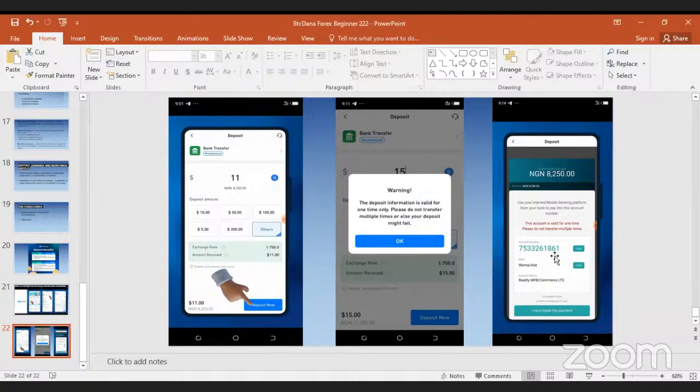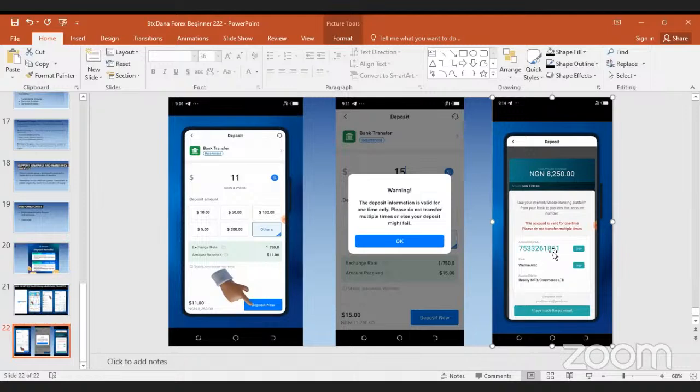Do not save account details generated. Guys, I'm warning you, please. I'm telling you now so that you don't come back here saying, I deposited money and I didn't see it. Any account that is generated here lasts for just 30 minutes. After 30 minutes, you can't use it again.